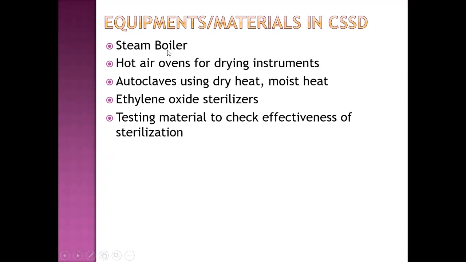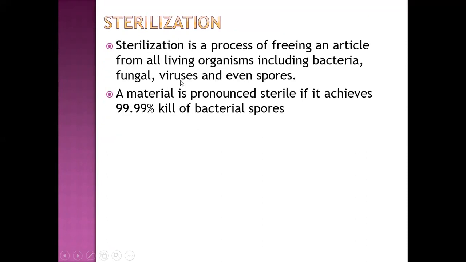Other equipment includes steam boilers, hot air ovens for drying instruments, autoclaves for moist heat, ethylene oxide sterilizers, and testing material to check the effectiveness of sterilization. What is sterilization? Sterilization is a process of freeing an article from all living organisms, including bacteria, fungus, viruses, and even spores. A material is pronounced sterile if it achieves 99.99% kill of bacterial spores.